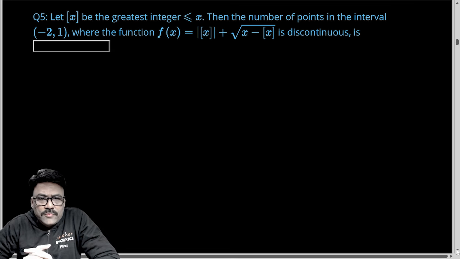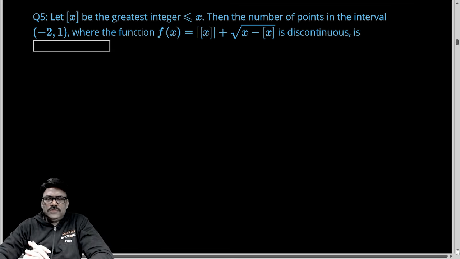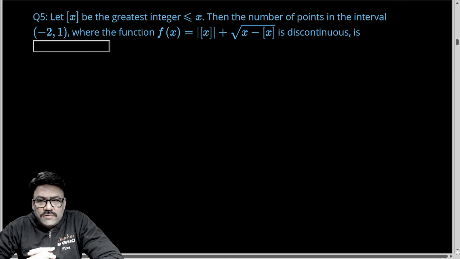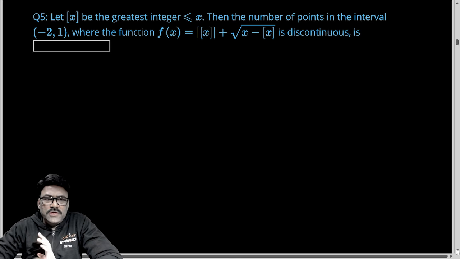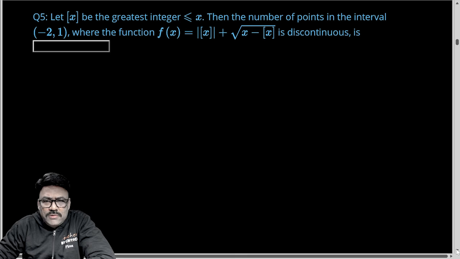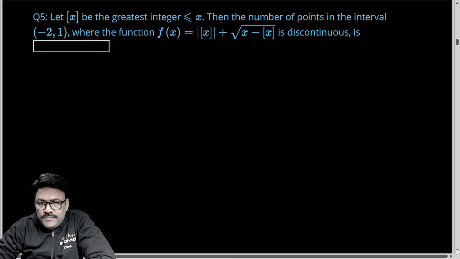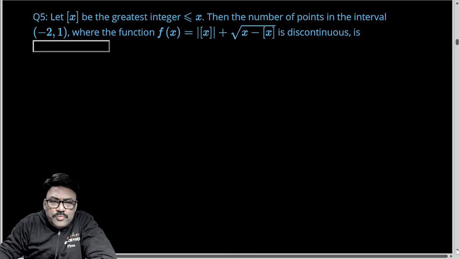See this question, this is from continuity. You are given a function here and you have to check the number of points where this function is discontinuous, and you have to find the number of points in the interval minus 2 to 1. Since this function contains integral part of x, you have to check the continuity only at integral points. At remaining points, this function will be continuous for sure. So no need to check. You will check the continuity only at points between minus 2 and 1.